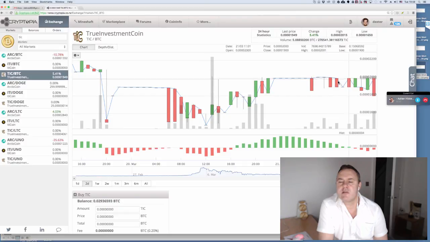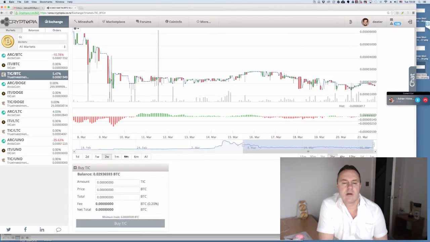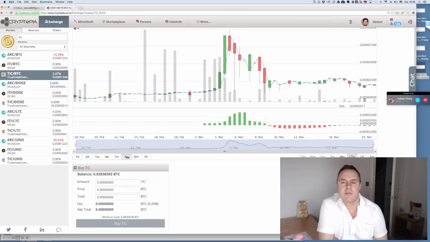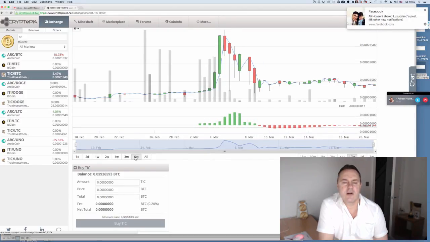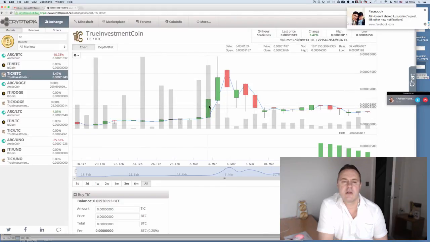Does this graph go backwards? One day, 1 week? Just a minute. Look at this. 2 weeks. Hold on. No. Right. Correct. When did this coin start? When did the coin start on the exchange? In the middle of February. Oh, this year. Yes, it's absolutely new. So it's a new coin. Absolutely.